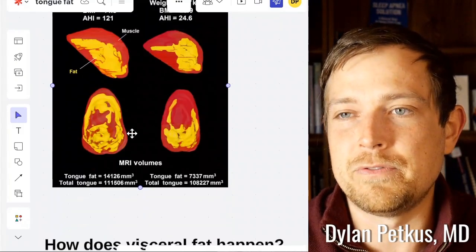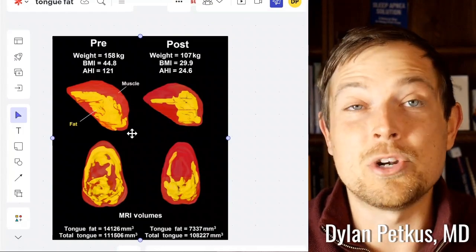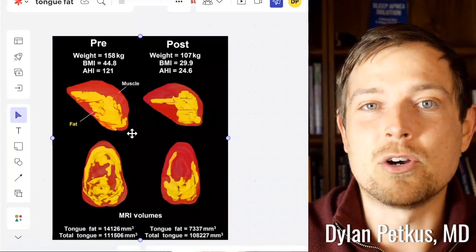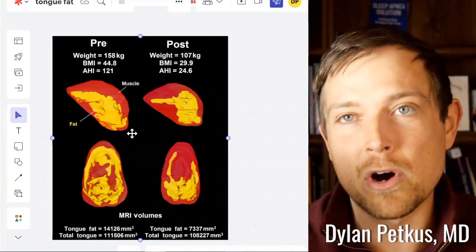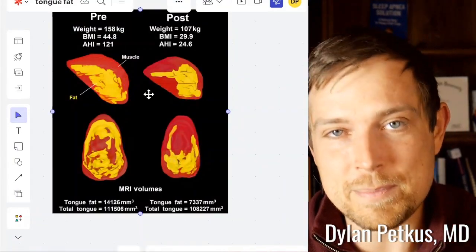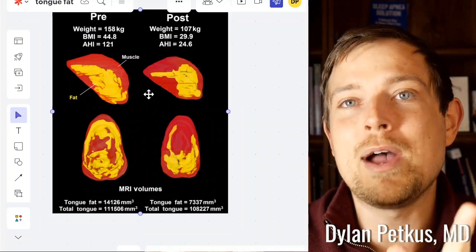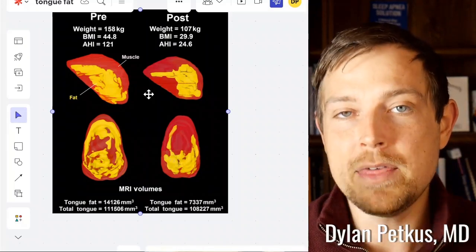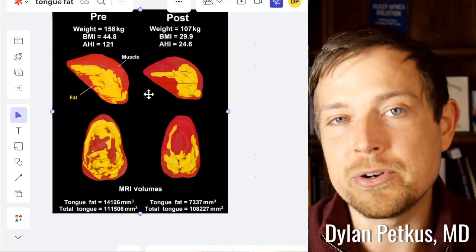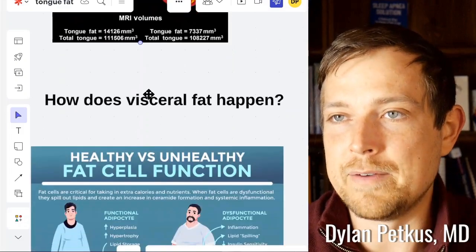It's intramuscular fat mass, which is going to be bad. It's going to make the tongue bigger, and that's obviously going to block off your airway. It also makes the tongue weaker and, again, more likely to fall into the back of the airway. So, not good things. But it does not have to be this way. Because if you know how visceral fat happens, then you can help reduce the amount of visceral fat, not only in your tongue, but throughout your entire body. So, let's dive into that.